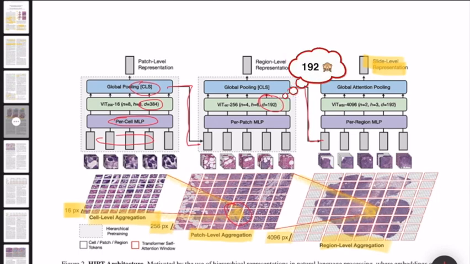For the last stage, or region-level aggregation, the sequence length varies up to 256 depending on the size of the image and the number of non-overlapping 4096 pixel regions.